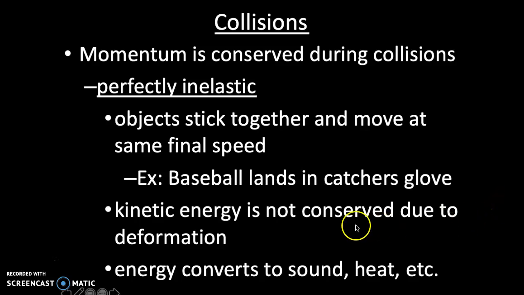In these scenarios, kinetic energy is not conserved. If you remember when we were talking about roller coasters and we said energy is conserved, here kinetic energy is not conserved, and that's because the object actually becomes deformed during the collision. And that energy is transformed into other non-mechanical forms of energy like sound, heat, light, etc.